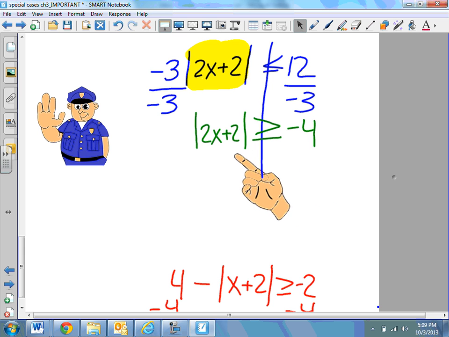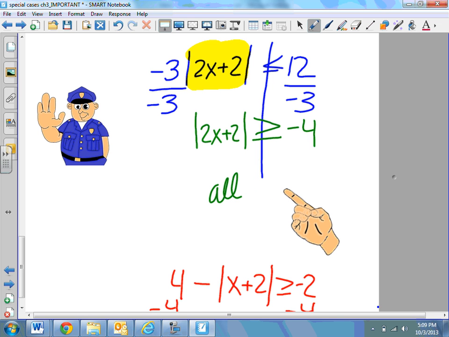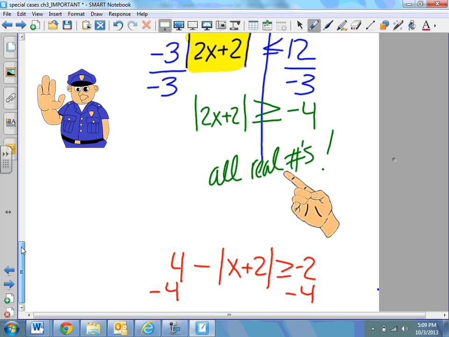Remember, anything you put in here is always going to be positive or 0, but that's always bigger than a -4. So this is going to be all real numbers, okay? Or infinitely many solutions would work also. Let's go down to the last one.